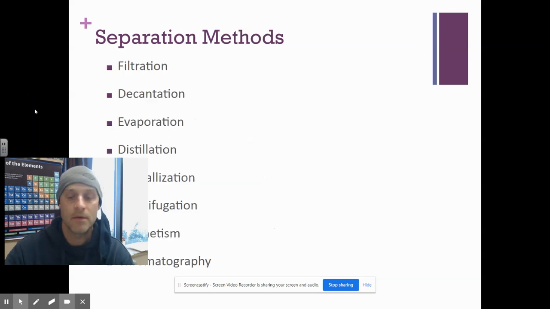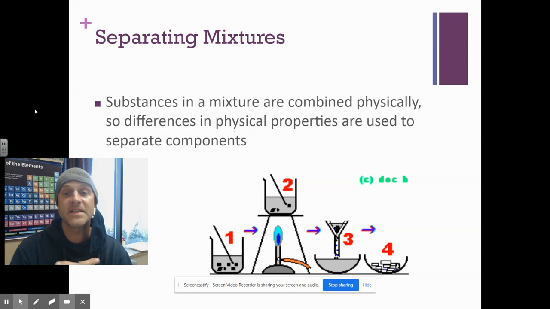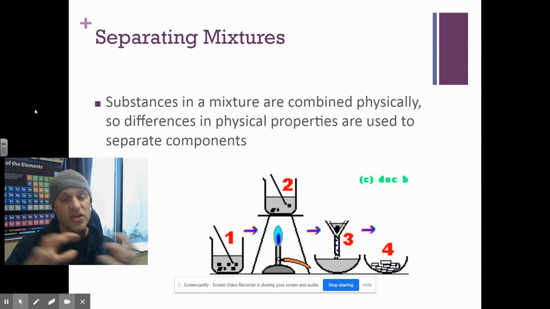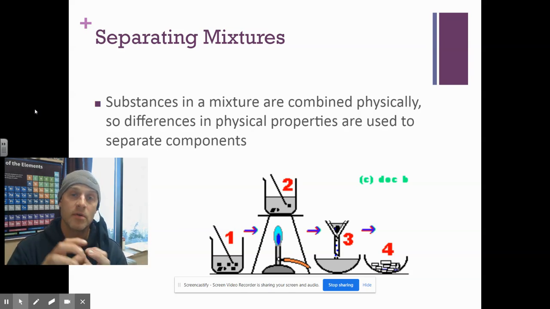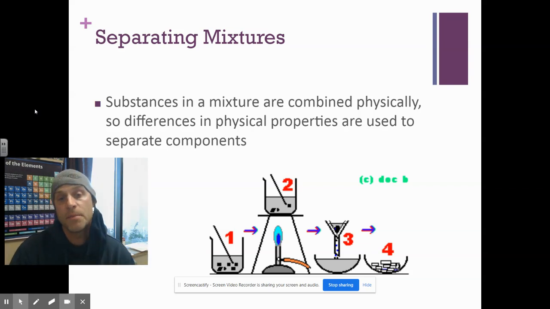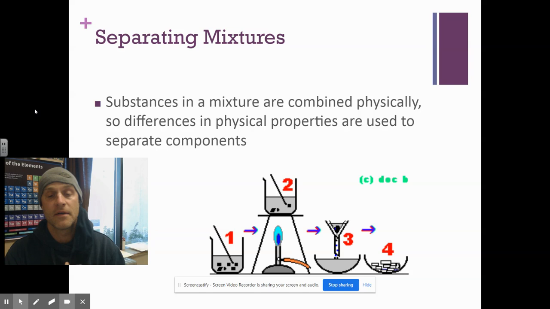Remember, in a mixture, things are physically combined. Okay, so they're not chemically combined. There's not chemical reactions where you're bonding things together or you're changing the properties. You're just mixing them. So if mixing them is a physical action, then the separation also will be physical in nature. It'll be mixed physically and separated physically.